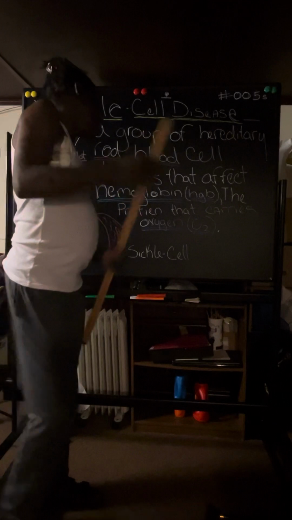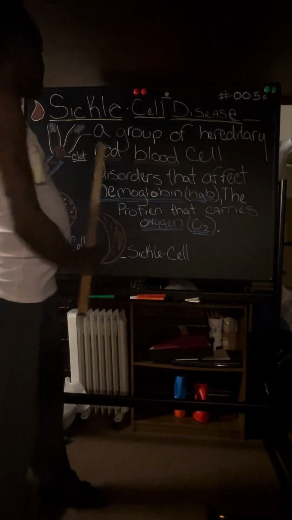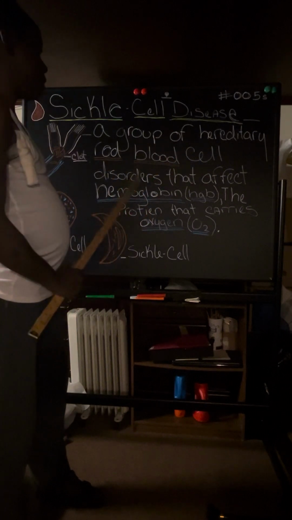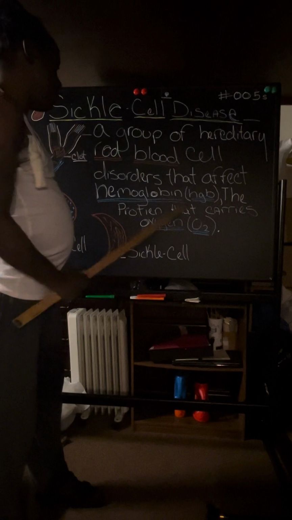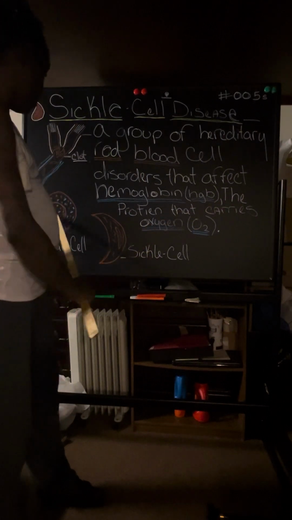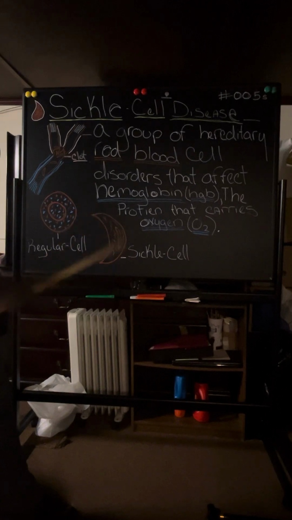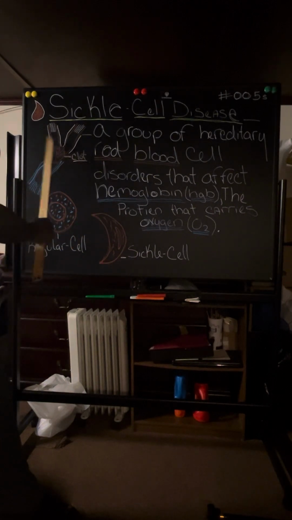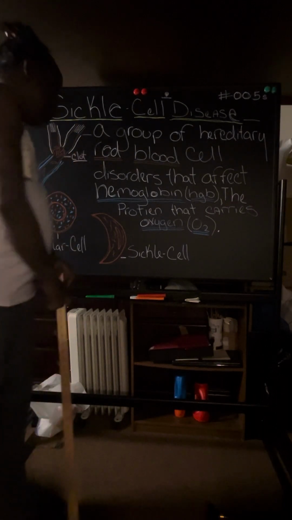But again, last time, lesson number 5S. Sickle cell disease is a group of hereditary red blood cell disorders that affect the hemoglobin, the protein that carries oxygen. So think of sickle cell, regular cells, full of oxygen, sickle cells, crescent, no oxygen, causing clots, causing death, pain to tissue, bones, whatever the clot is.